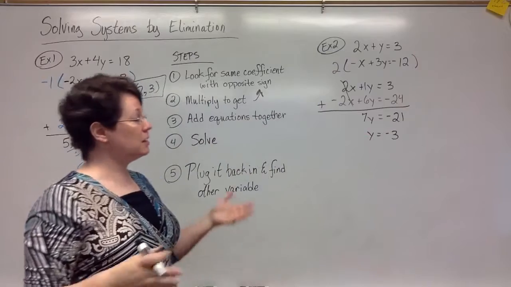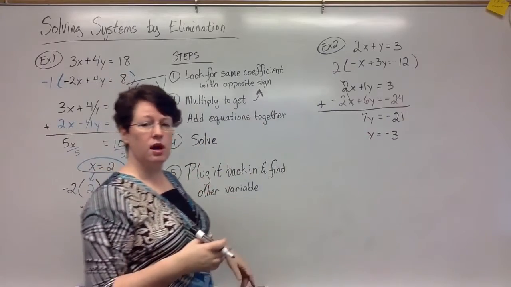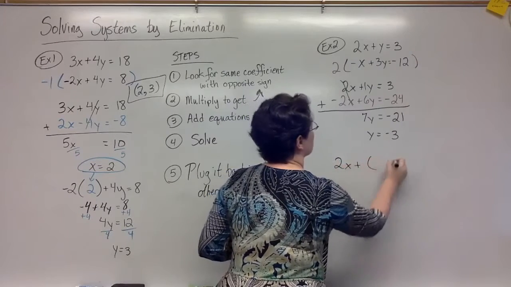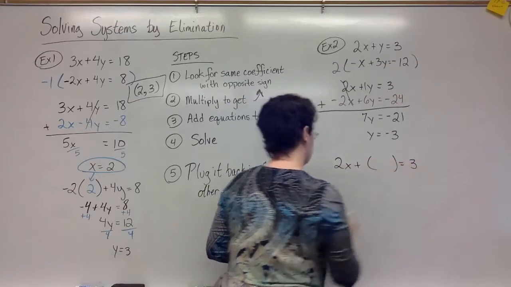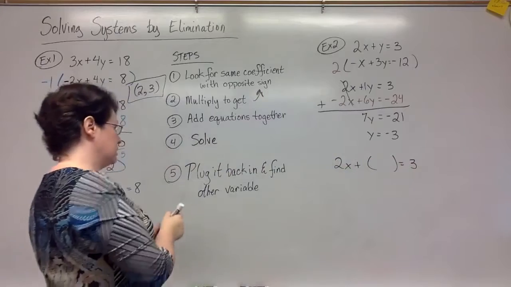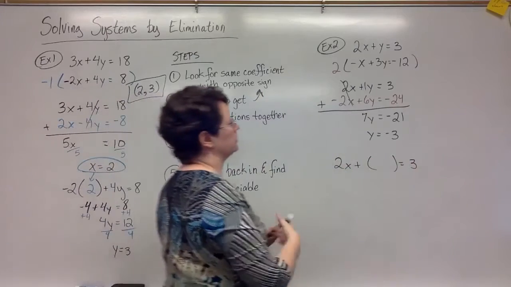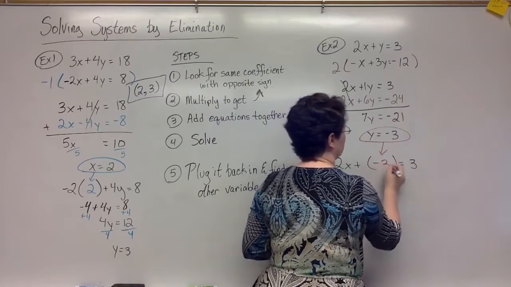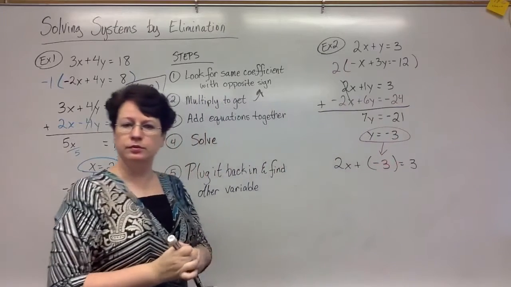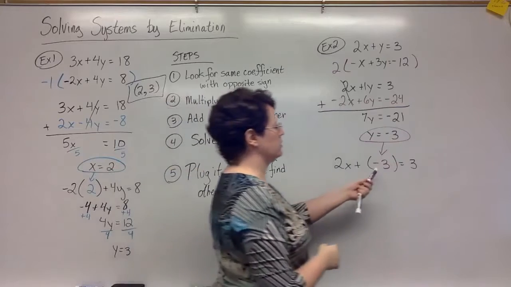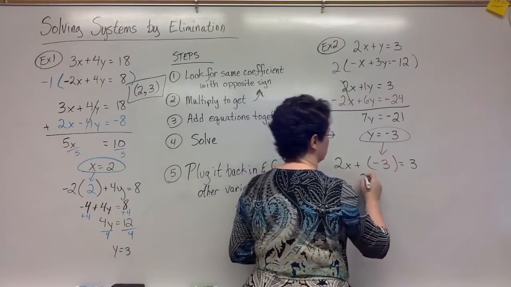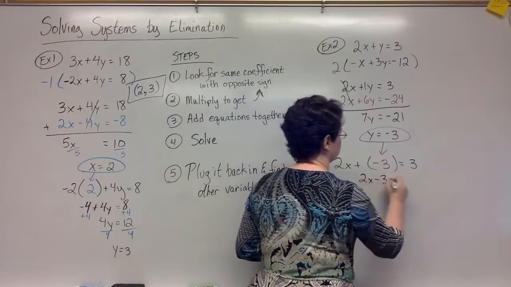Cool. Okay, so now I can pick. I'm just going to go with the top equation on this one. So I have 2x plus y equals 3. So we're going to take the y we just found and plug it in. -3. Okay? So I have 2x minus 3 equals 3. Let's write it in there without the parentheses so we don't confuse ourselves.